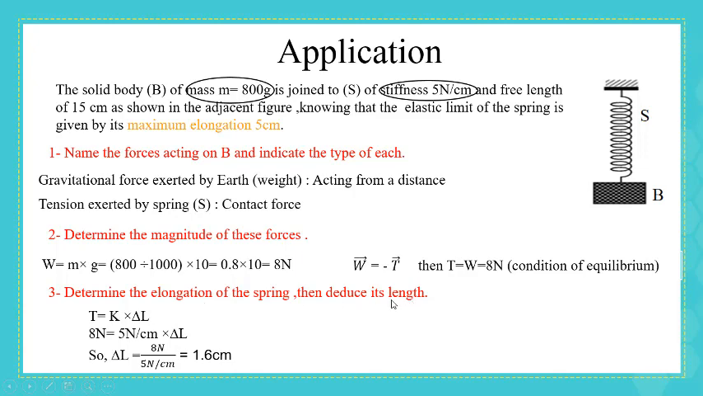What about the length of the spring? You can know it from delta L equals L minus L0. L0 is given, it's 15 centimeter. Then L is equal to delta L plus L0. Delta L is 1.6, L0 is 15, then 1.6 plus 15 is equal to 16.6 centimeter. This is the length of this spring when the solid body B is joined to this spring.